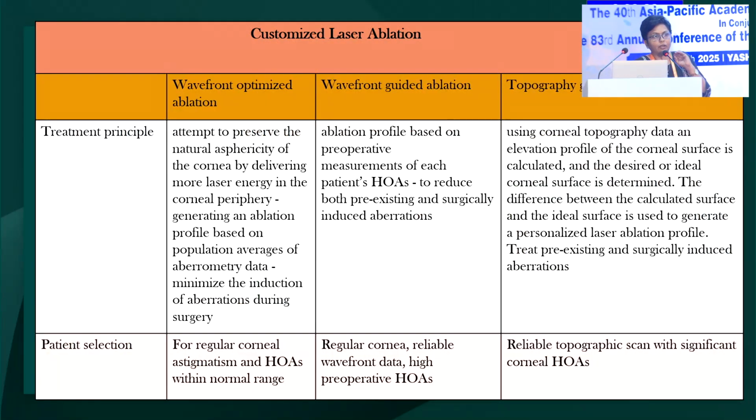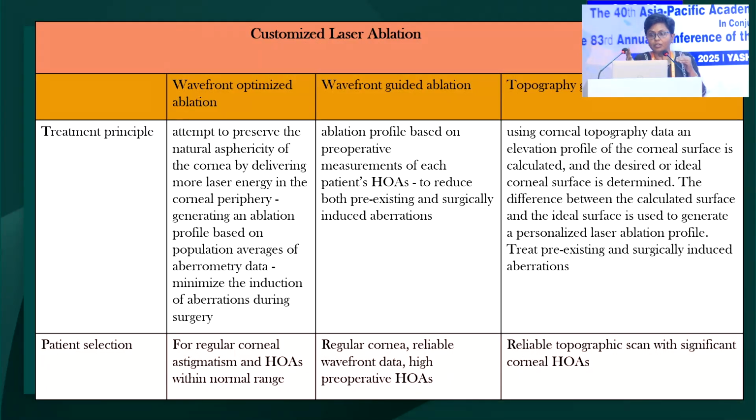So if we talk about customization now, mainly we have 3 types. One is wavefront optimized, one is wavefront guided, and another is topo guided. In wavefront optimized, what we are doing, we are taking the aberration data of the population average. We are taking the patient's cornea, doing the ablation, and trying to bring it to the population average. We are not considering the individual factor here. We are considering the population average and trying to make it reach there. In wavefront guided, we are considering the higher order aberrations of the given patient, and then we are trying to smoothen it to make it ideal.